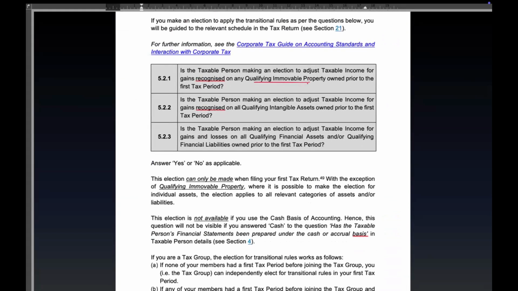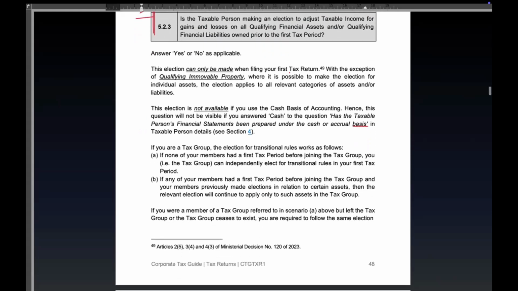Qualifying intangible assets. Just keep in mind, the qualifying immovable property provisions are applicable on each individual property, property by property. But on the qualifying intangible assets, qualifying financial assets and qualifying financial liabilities, these provisions are applicable on an overall basis. For all classes of assets and all classes of liabilities these provisions are applicable. But for the property, these provisions will be applicable on a property by property basis. Just keep in mind.